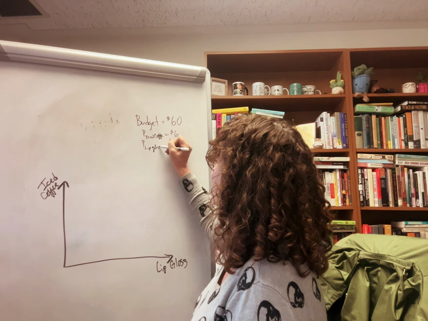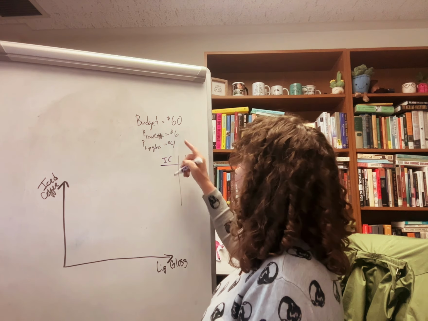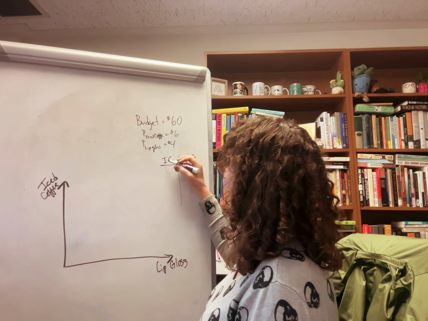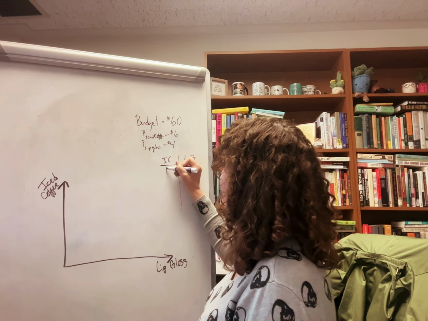the representation of what we can afford. And so if we have $60 to buy either iced coffee or lip gloss, then we can spend all our money on iced coffee and buy 10 iced coffees and no lip gloss. Or we can spend all our money on those $4 lip glosses and get 15 of them and no iced coffee. Or we can have other combinations. We can afford 8 iced coffees and 3 lip glosses, or 6 iced coffees and 6 lip glosses, or 2 iced coffees and 12 lip glosses, or any combination along there.